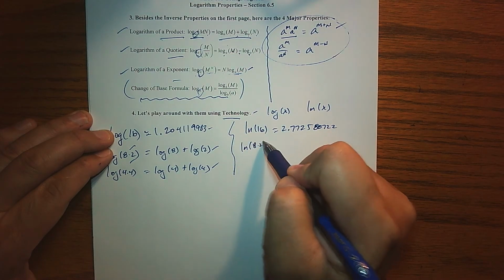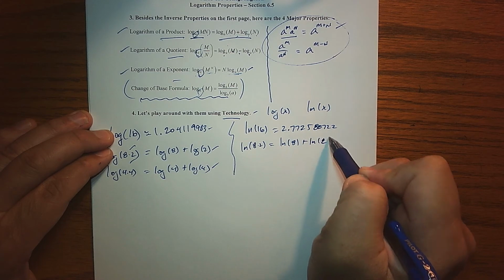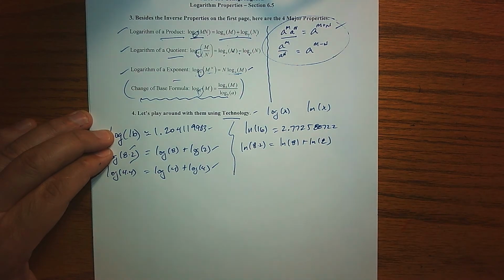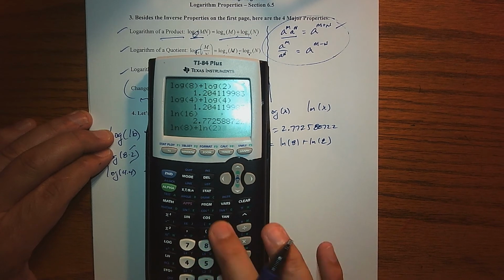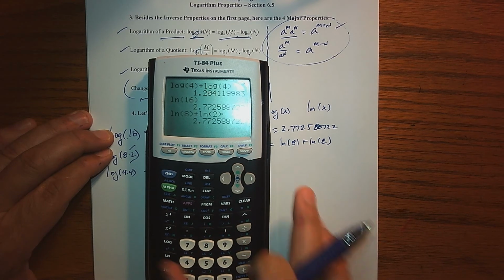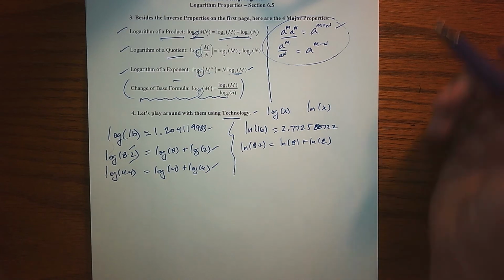What's the natural log of 8 times 2? Well, by our property, that's the sum of the logarithms, right? Natural log of 8 plus the natural log of 2. So the natural log of 8 plus the natural log of 2 equals 2.7258772. So basically that seems to be verified.